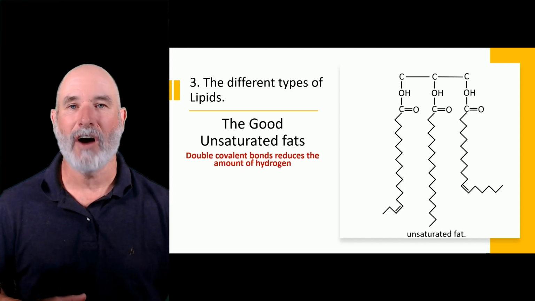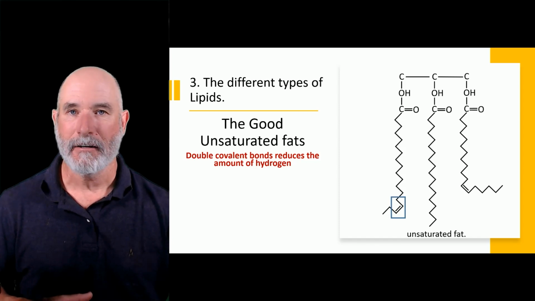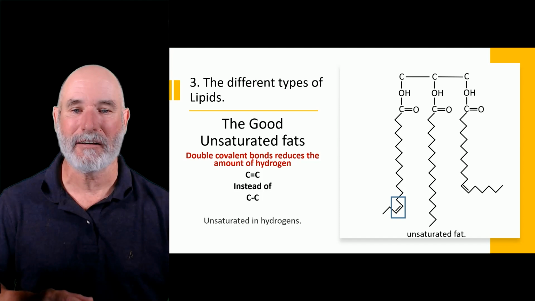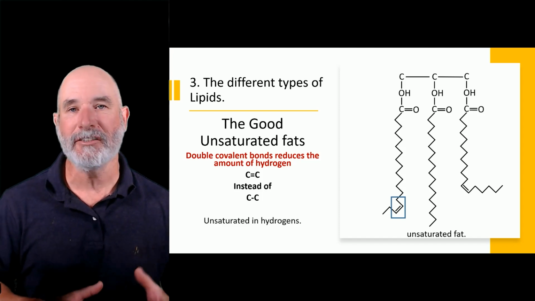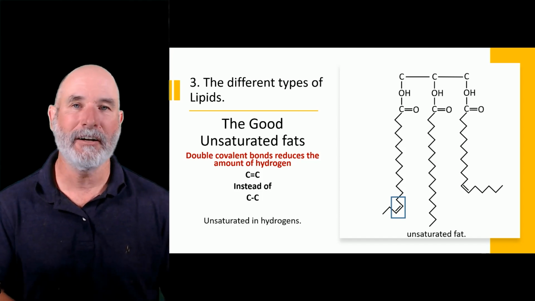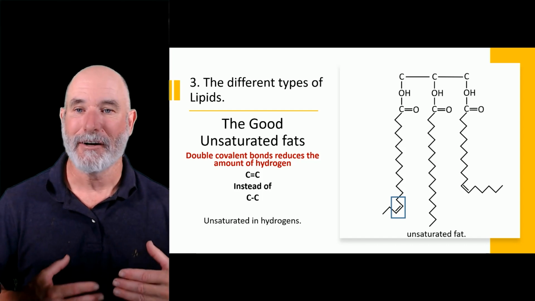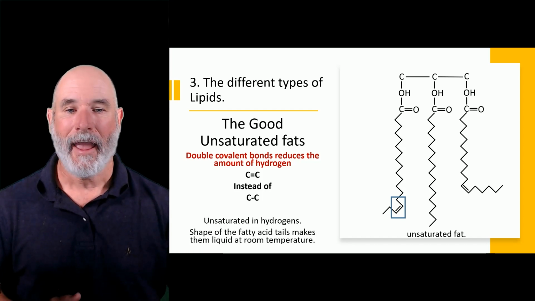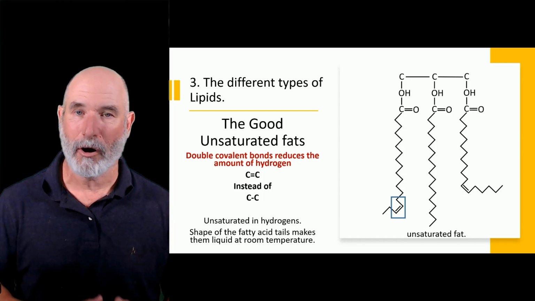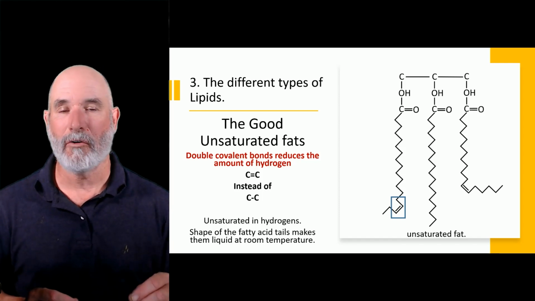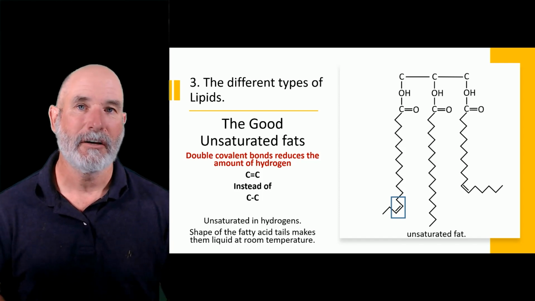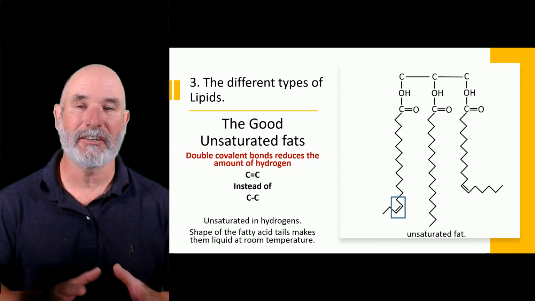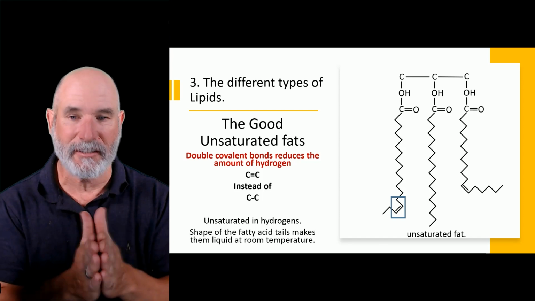They have a double covalent bond between the carbons, a double covalent instead of a single covalent bond. So therefore, they are unsaturated in hydrogens, which also means they have a little bit less energy because there's fewer hydrogens in there. And the most important part here is that those double bonds cause those tails to bend. And as a result of the bending action, these fats don't stick together very well.